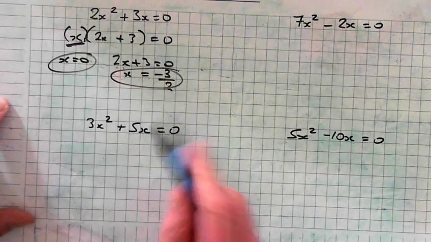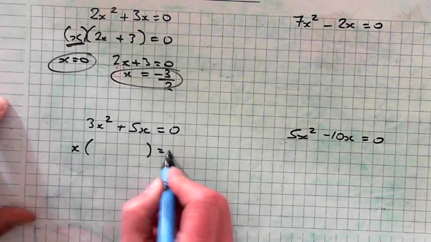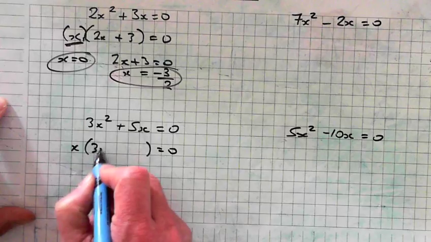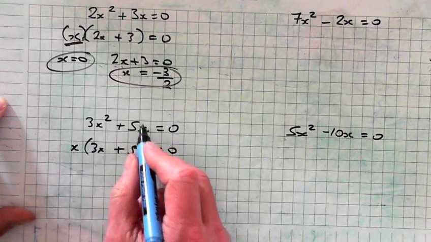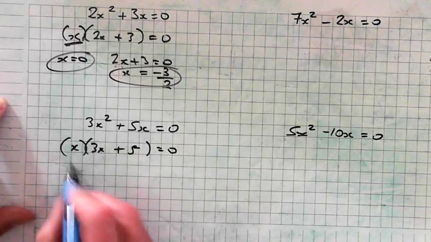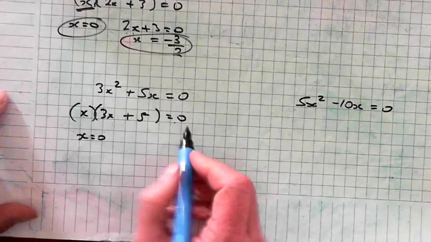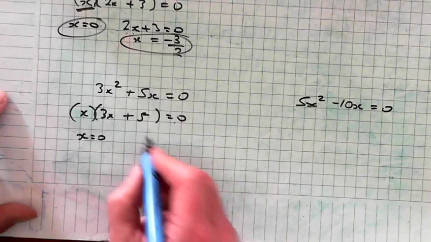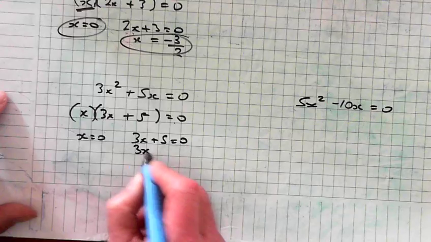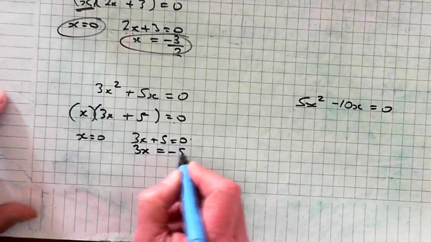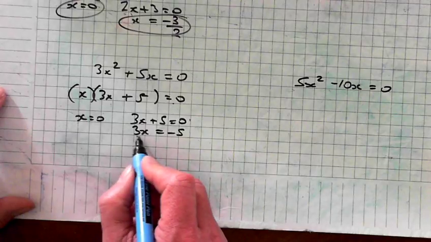Pretty much the same. What can I take out of both? An x. x times 3x is 3x squared. x times 5 is 5x. Now, next step: x is equal to 0 is one answer. And then I've got 3x plus 5 is equal to 0. Move the plus 5 across, and it becomes a minus 5. I want to get rid of the 3, so I divide both sides by 3.